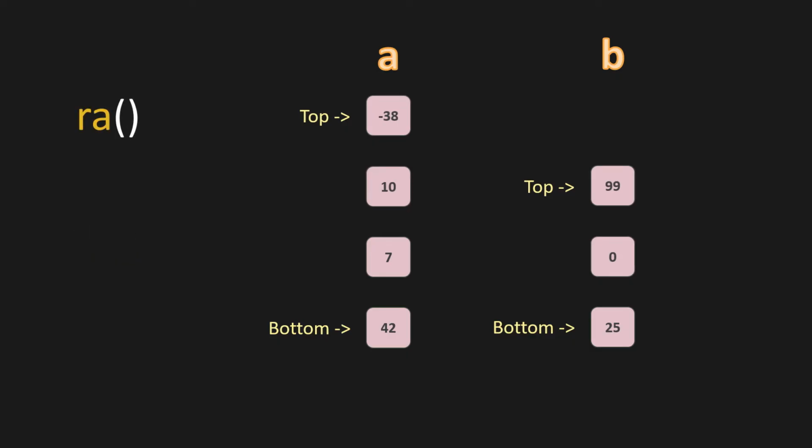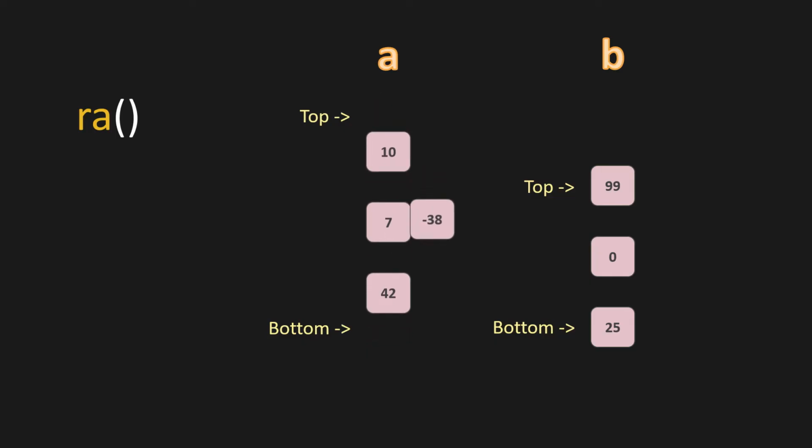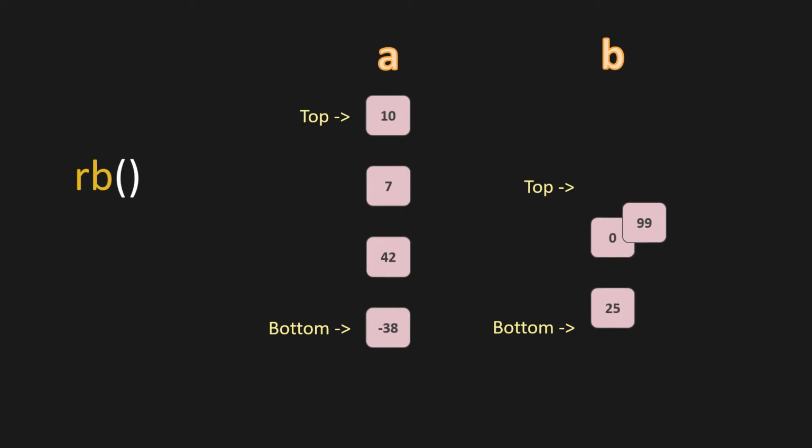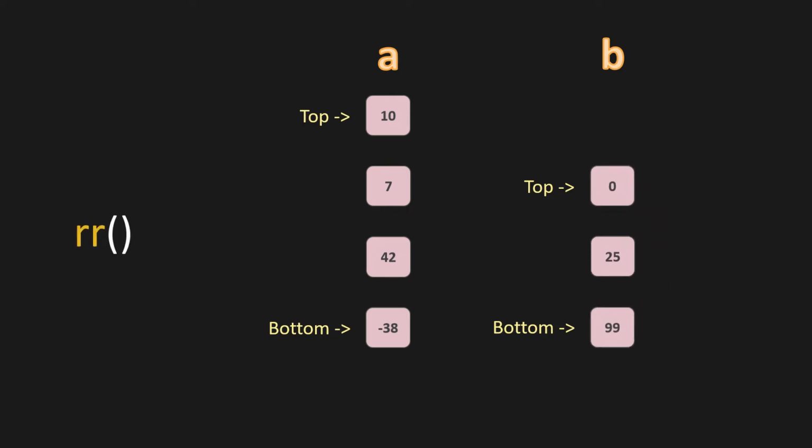Rotate A brings the top A node to the bottom and shifts the remaining nodes upwards. Rotate B does the same thing. And RR means we're rotating both A and B at the same time.